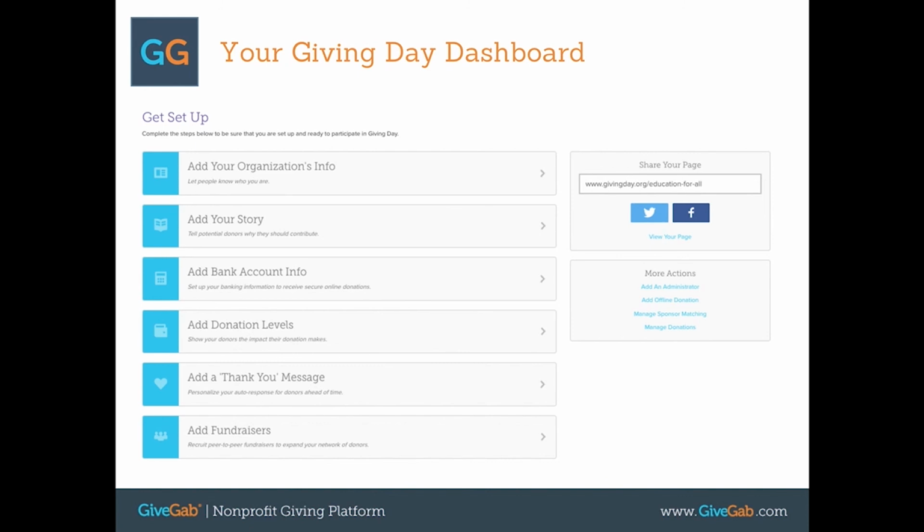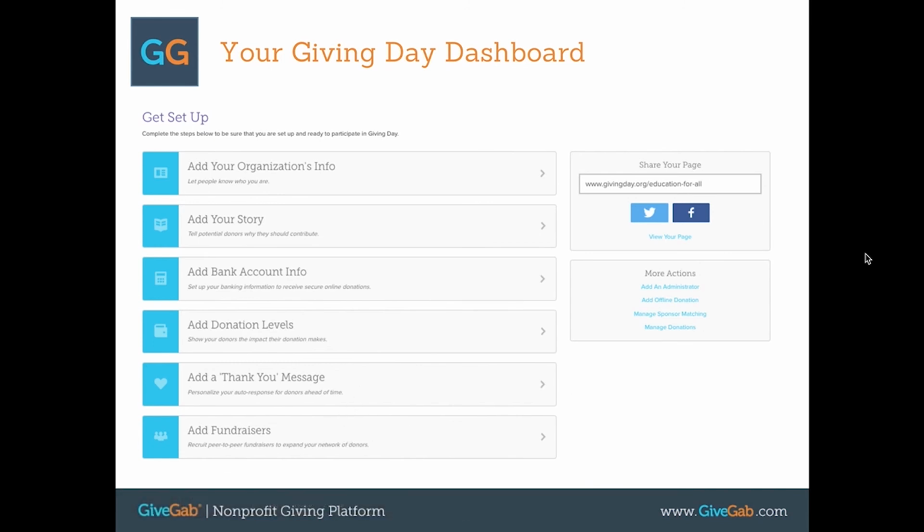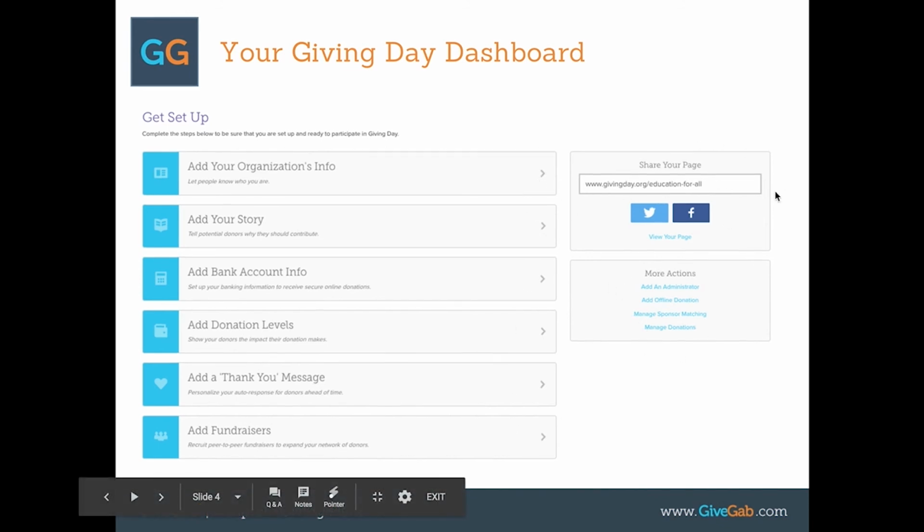We have a lot of different options, or a lot of different steps we have here. The first one is add your organization's information. Next is add your story. Third is add your bank account information. Fourth is add donation levels. Fifth is add a thank you message. And sixth is add fundraisers. There are some other things you can do on this page as well over here on the right hand side, but we're going to be focusing on these 6 steps today.